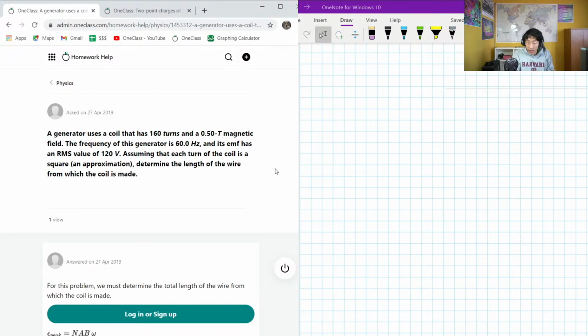Okay, so this is the next question that we got on the menu today. It is asking us, a generator uses a coil which has 160 turns and operates in a 0.5 Tesla magnetic field. The frequency of this generator is 60 Hertz, and its electromotive force has an RMS value of 120 volts. Okay, so basically it's saying its voltage is RMS 120. Assuming that each turn of the coil is a square, okay, that's pretty important. Determine the length of the wire from which the coil is made. Okay, so let's extract the information of interest out of this question.